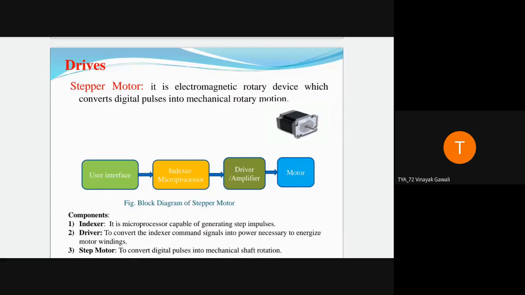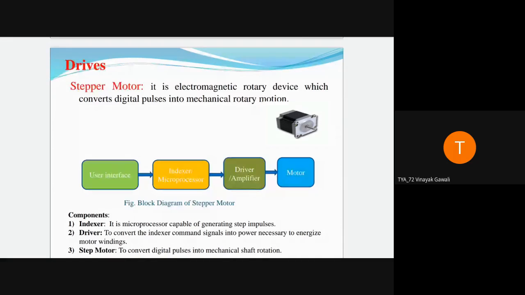Now, what is the structure of a stepper motor? User interface is nothing but the input devices. Then the indexer, which is a microprocessor. Why will a microprocessor be required? To change the pulses in input, to transfer the computer or digital language to machine language. Then the controller, driver or amplifier. An amplifier is nothing but to increase or decrease voltage. For that purpose an amplifier will be required. After that, the motor.